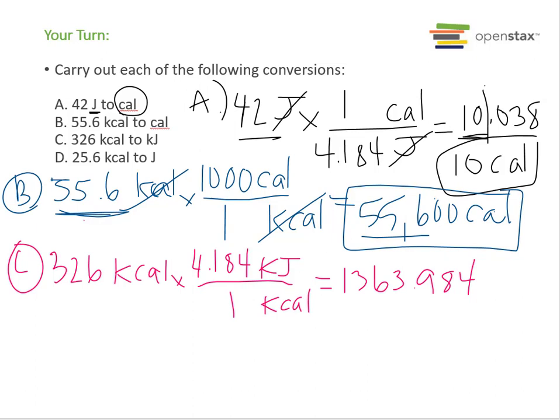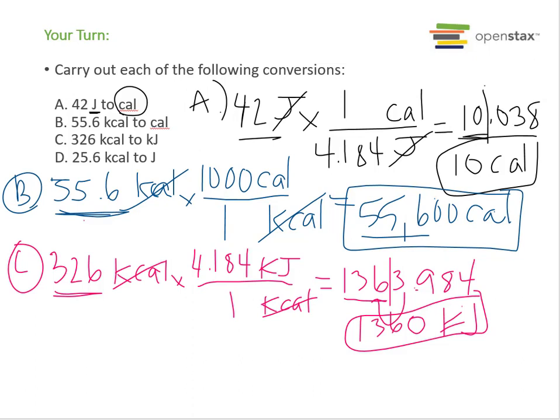And my calculator tells me 1,363.984. But again, I started with 3 significant figures, so I need to end with 3 significant figures. So 1,363, and then is that 3 going to do anything to that 6? No. So 1,360, we do have to put a 0 as a placeholder there, because 1,363 would round down to 1,360. I can't just make it 136. 136 is nowhere near 1,360. So 1,360 kilojoules. Great job.